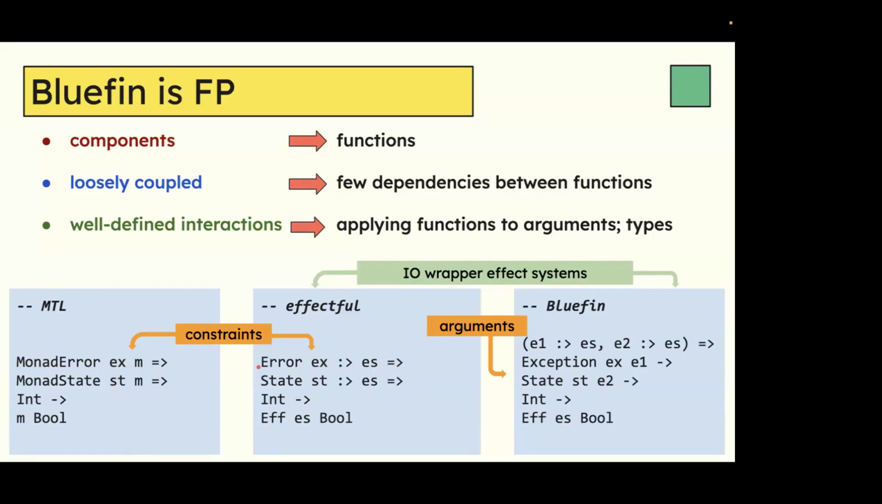Now, Bluefin takes a different approach. In Bluefin, the ability to use an exception effect is represented by a value-level argument called exception. This is sort of an exception handle, or a capability to throw an exception. In order to manipulate a state of type ST, you take something at the value level. This is a lot like, for example, an STRef or an IORef in Haskell. It's a state ref that you can manipulate within your operation. So Bluefin and Effectful are very similar, but they differ in how effects are passed into a function.